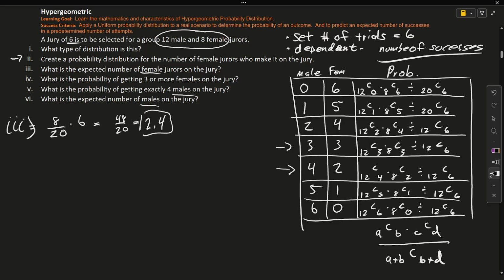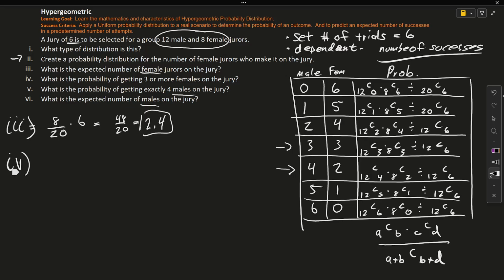Now, you would clearly never actually get 2.4 female jurors, but what does the 0.4 represent? 0.4 represents this idea that you should expect anywhere between 2 and 3 female jurors on your final jury, but 2 is just a little bit more likely than 3 because it's a 2.4. If 3 were more likely, then it would be something like a 2.6 or a 2.8, clearly, right? So that's how we figure out the expected number of jurors of any particular group.